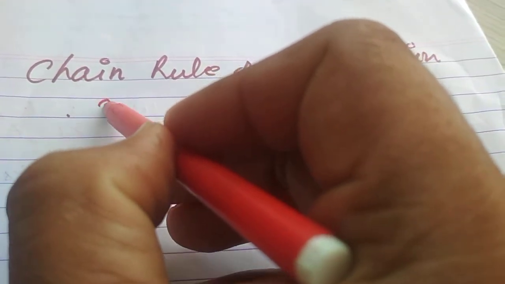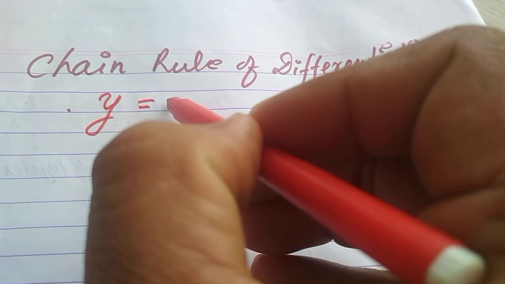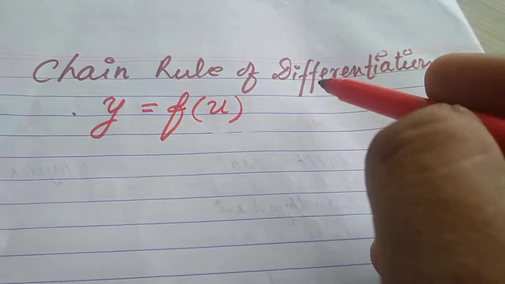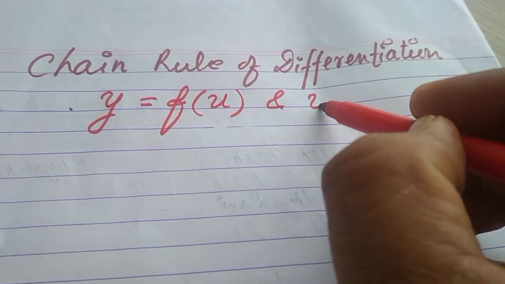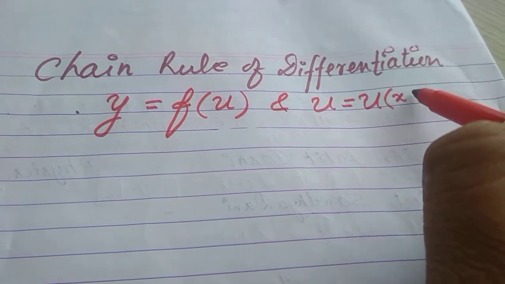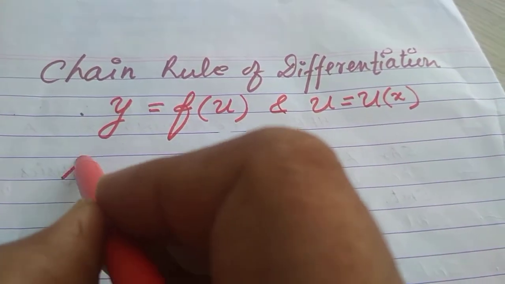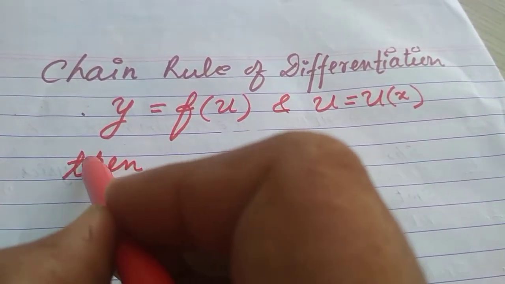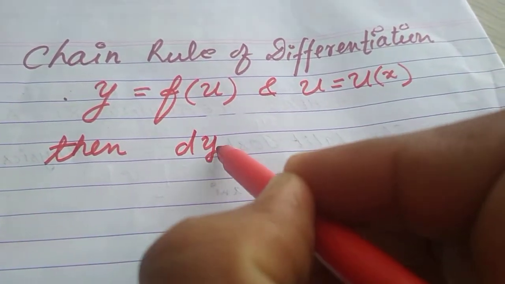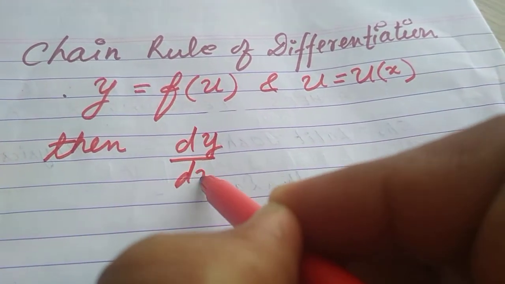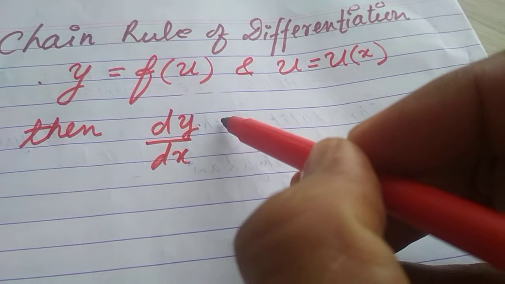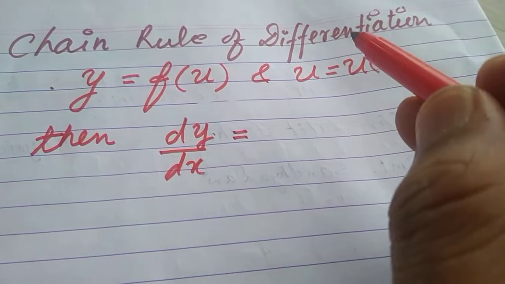When we say that y is a function of u, say for example, and suppose u is a function of x, I will write like this: u is equal to u of x. Then if you want to get dy by dx, the derivative of y with respect to x, what is the chain rule of differentiation?